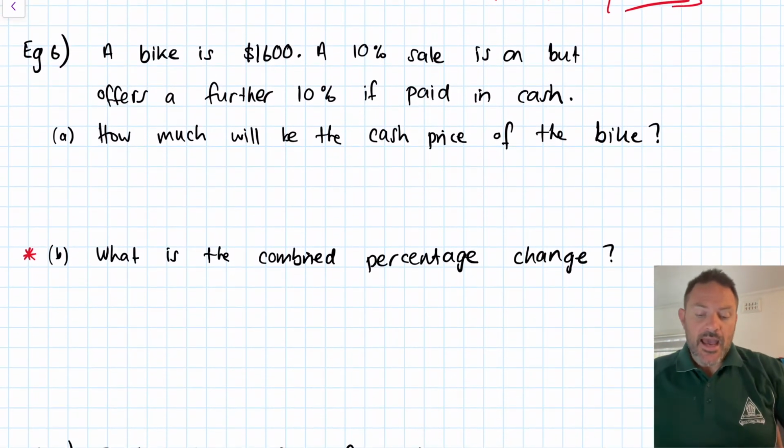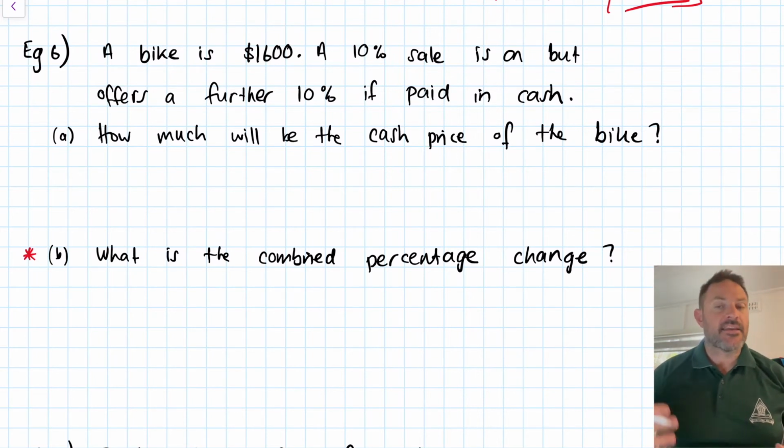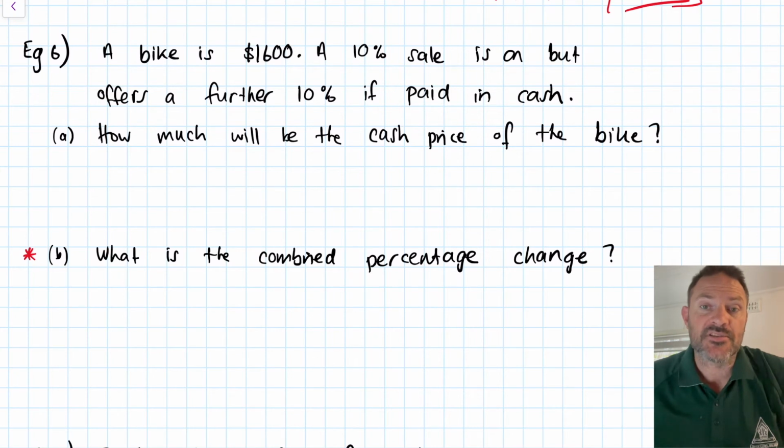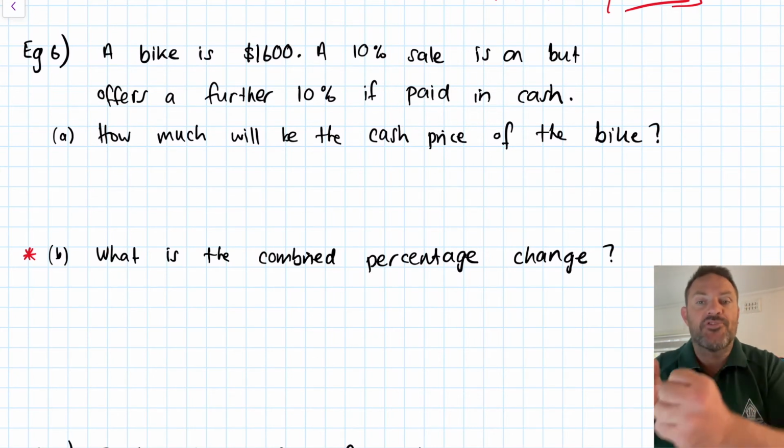Okay. Example 6, we have a bike. It's worth $1,600. We have a 10% sale on, but it offers a further 10% if it's paid in cash. What's the cash price of the bike? So in this case, again, a lot of you are going to want to say, let's find 20% of $1,600. I'm going to tell you we can't do that. We can't just combine the two percentages.